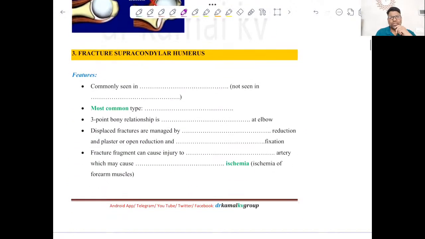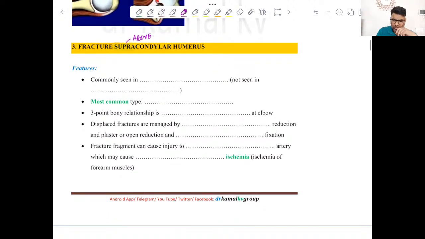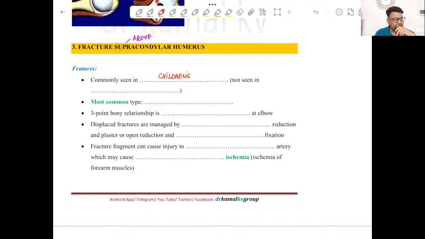Then we move on to fracture supracondylar humerus, and the word supra is here, and I think most of you must understand what you mean by the word supra. Supra is above. So the level of fracture is above the level of the humeral condyles. Now this is one entity which is only seen in children. This is not seen in adults, right? So the supracondylar fracture is an entity limited to the childhood age, not seen in adults.